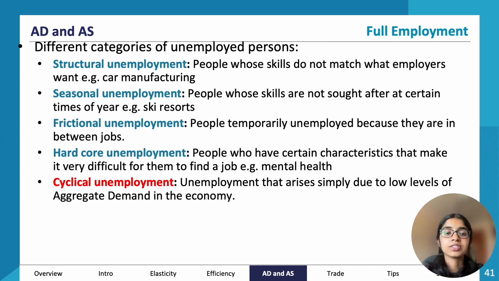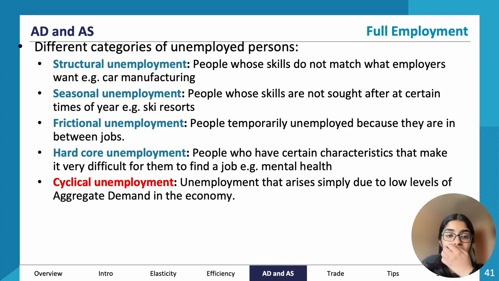Frictional unemployment, so think of it like friction. When you have objects moving, there's friction. When you're moving between different jobs, there's friction. That's when you're temporarily unemployed because you're switching between jobs. There's also hardcore unemployment. That's when it's because of your personal characteristics that you're unemployed. For example, you might find it hard to find a job because you have illnesses or health conditions that make you potentially unsuitable for the job, or a criminal history that makes employers less willing to hire you.